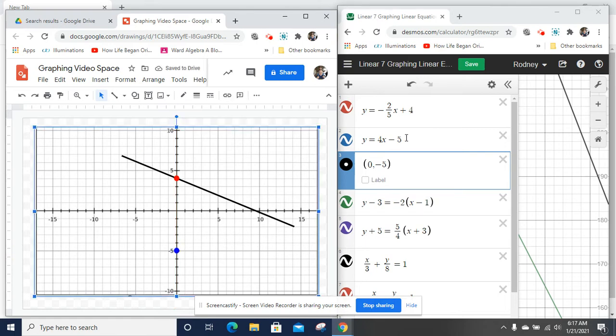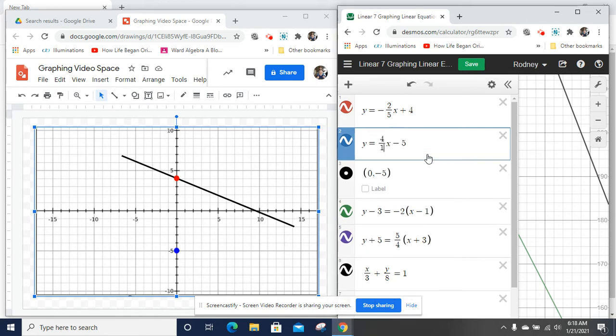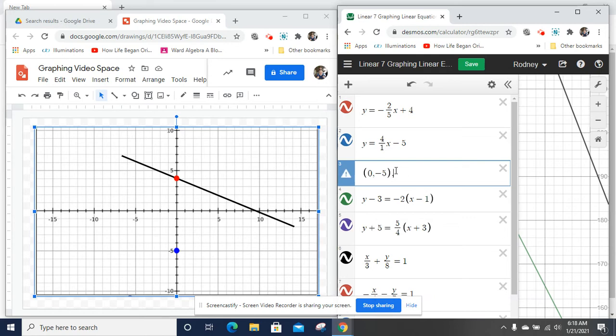Now I need to find another point that is on the line. Now, my slope is 4, and sometimes people get a little confuzzled about what to do with it. I can deal with the fraction version, but the whole number, I don't know what to do. Well, that's 4 over 1, so now it's a fraction. So that's a vertical change of 4 and a horizontal change of 1.